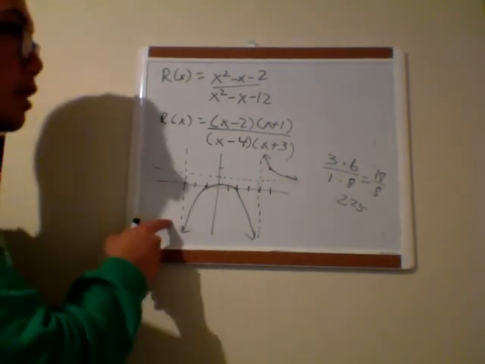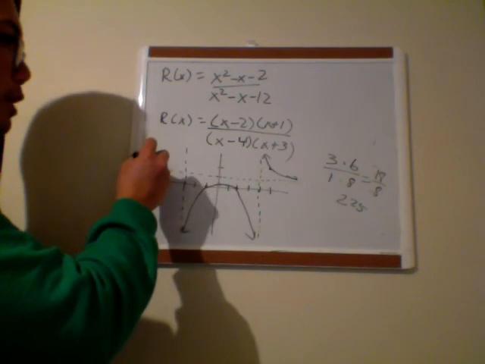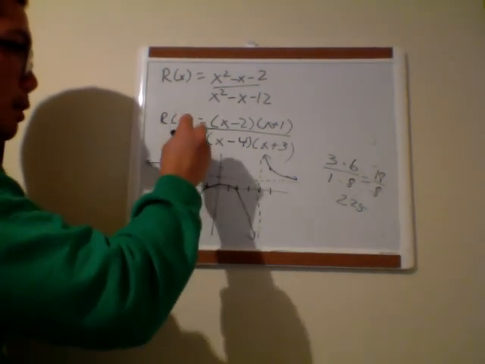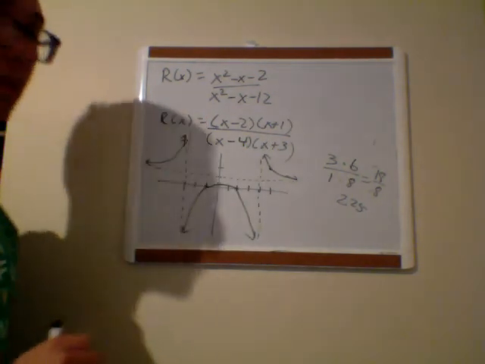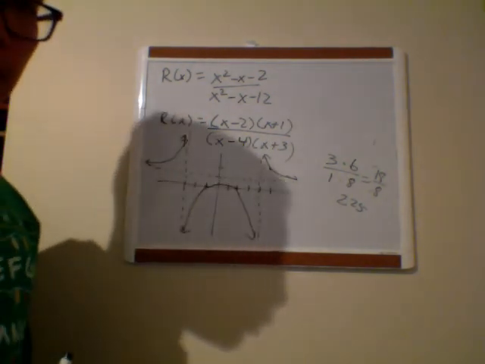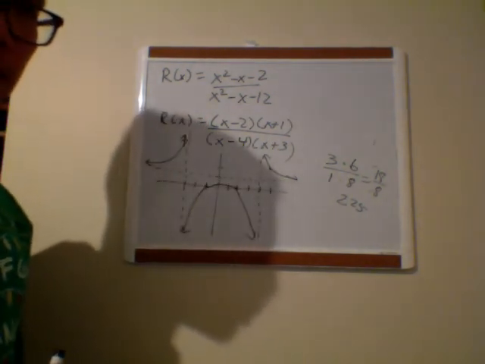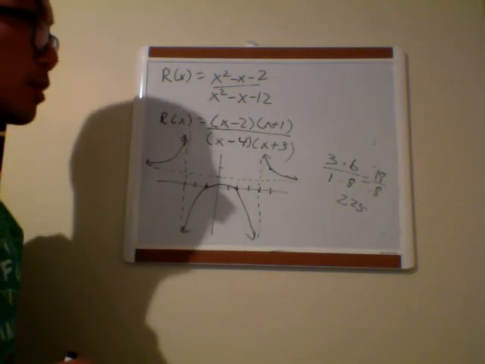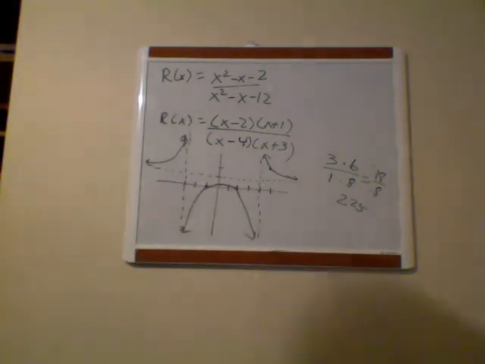And then since this is odd multiplicity, I know that this is going to go up this way, and this is going to be an asymptote. Okay. So your graph should look like that for this question. Okay. Now let's move on to the exponential that we didn't do in class.